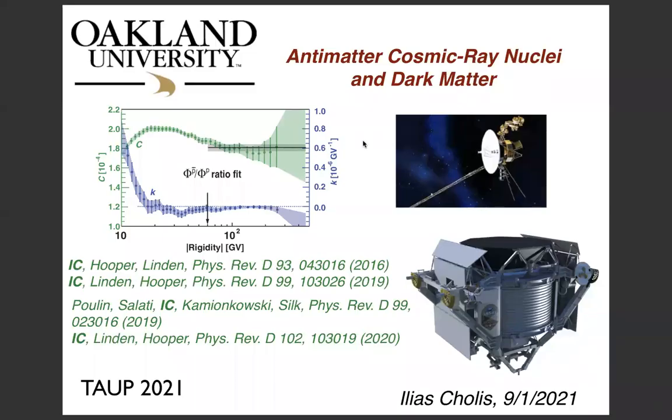Hello, I am Ilias Cholis, and I'm going to talk about how we can use antimatter cosmic ray nuclei measurements in connection with dark matter searches in the Milky Way. And these are my relevant publications with my collaborators on this subject.